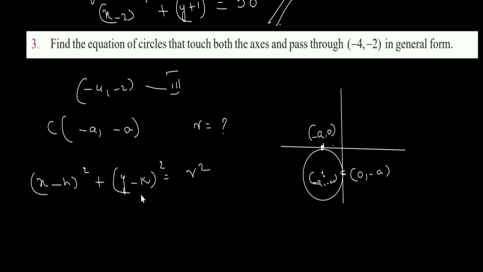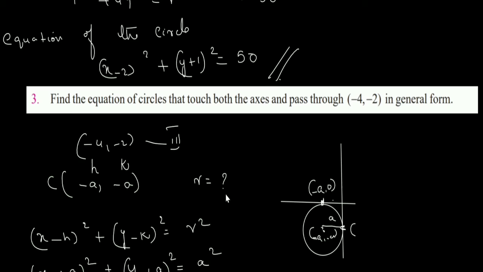In the place of h and k, we are going to substitute minus a and minus a, because the center is minus a, minus a. So x minus h, h is minus a, so it will become x plus a the whole square, plus y plus a the whole square is equal to r square, where the radius is a. So this is a square.